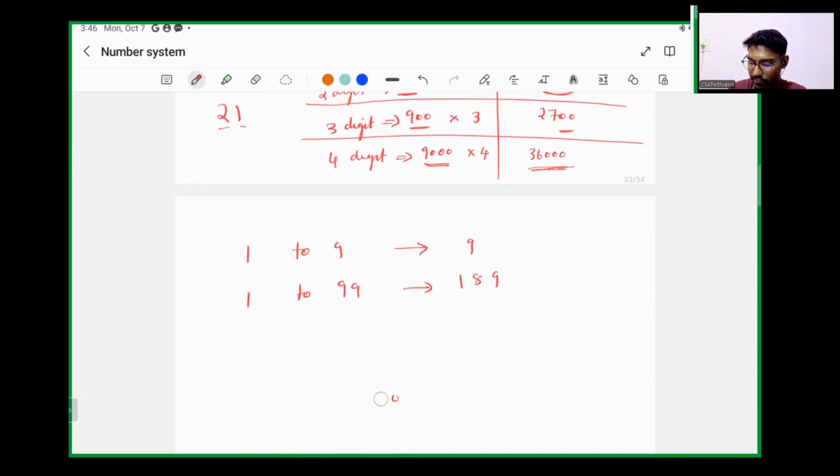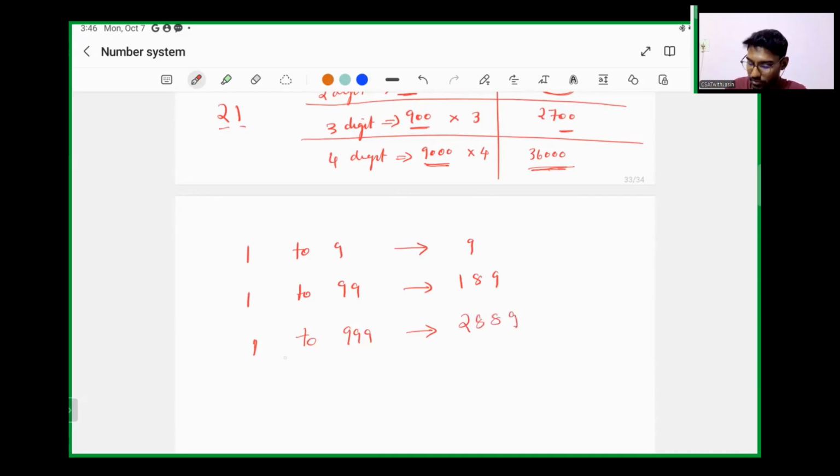So from 1 to 99, if I ask you how many digits are there, earlier we calculated from 10 to 99. Now I'm asking you 1 to 99, there will be 189 digits. Now again, I am asking you how many digits are there from 1 to 999? What will be your answer? Yes, it will be 2889.